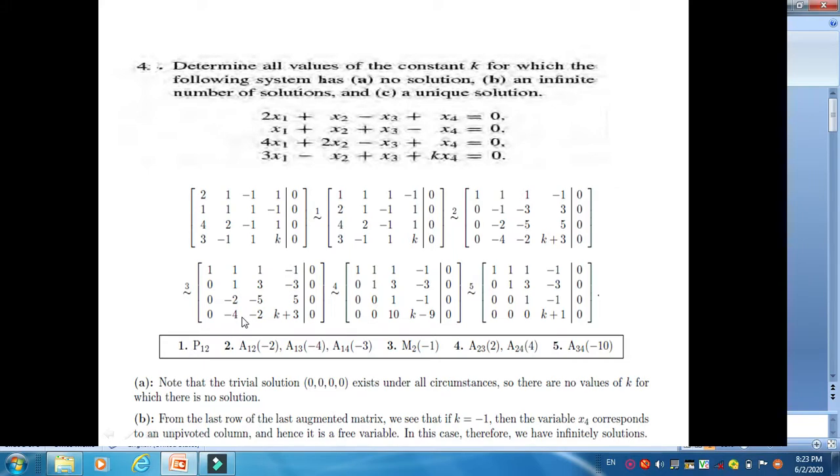Similarly, in order to get 0 in position minus 4, we multiply row number 2 by 4 and add it to row number 4. We'll obtain 0 0 10 k minus 9.